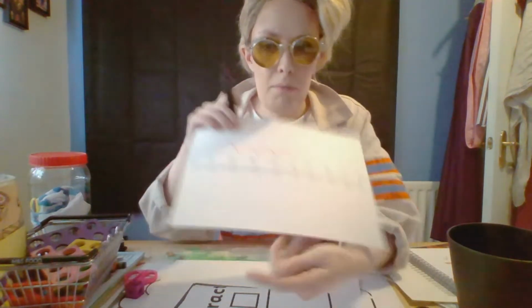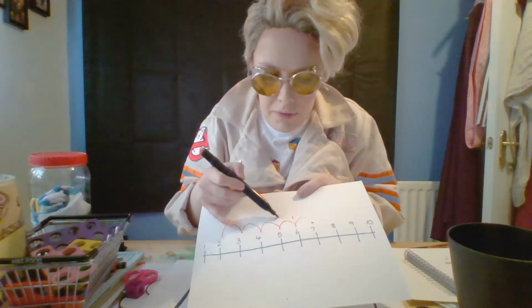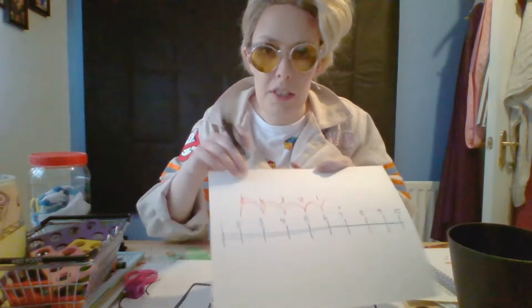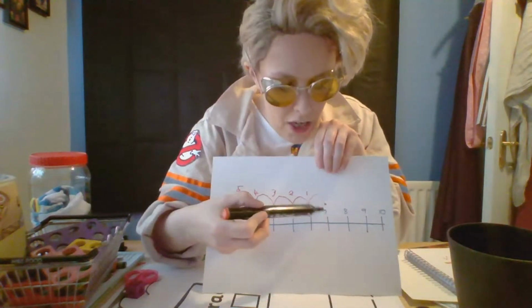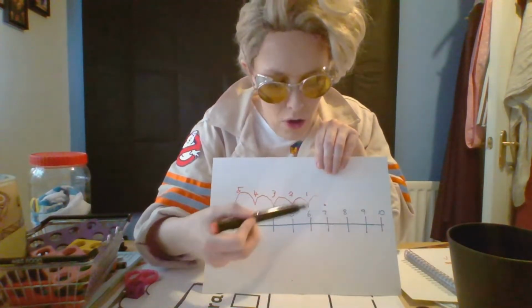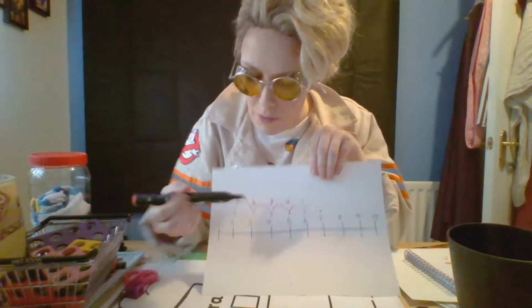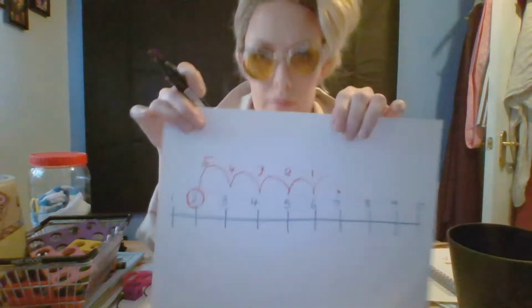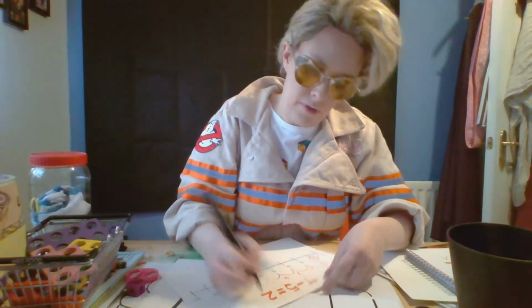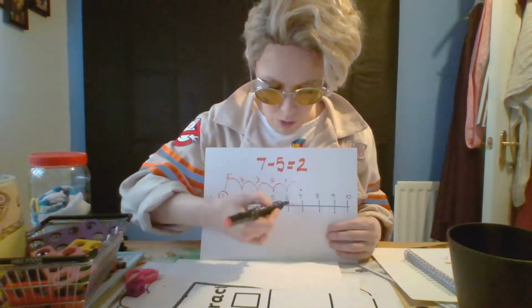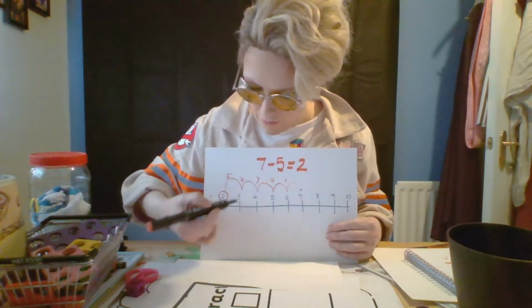5. Mums and dads, if you want, you could always label the jumps so the boys and girls can see how many times we've gone back. If I start at 7 and then we've gone back 5, 1, 2, 3, 4, 5, where have we landed? We've landed at 2. So 7 take away 5 is 2, because we started on 7 and then we've jumped back 5. 1, 2, 3, 4, 5.